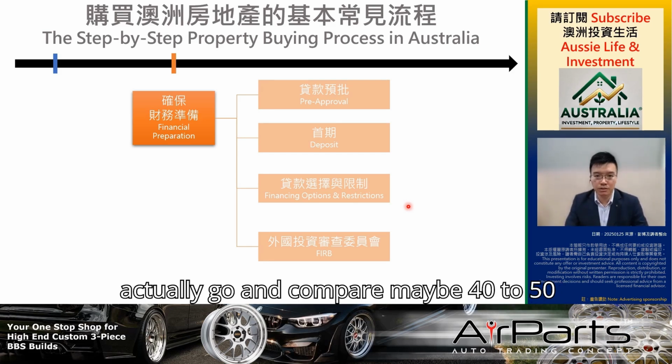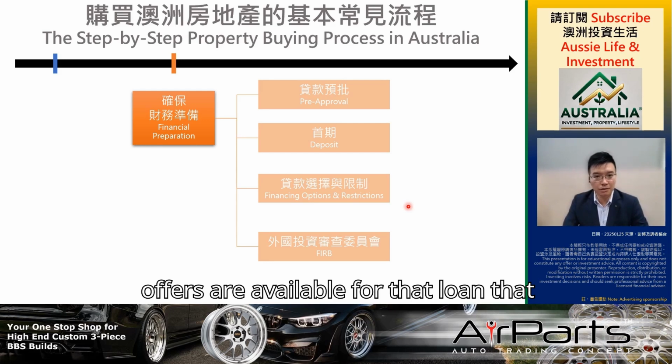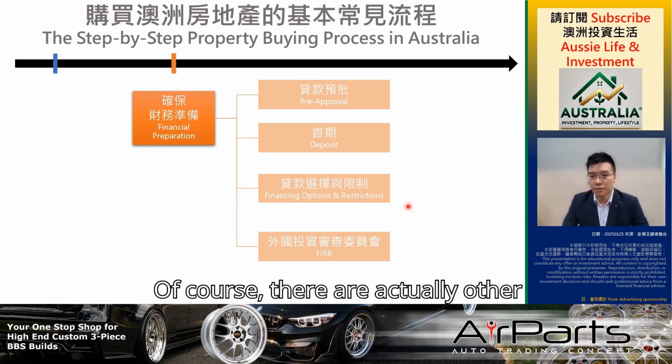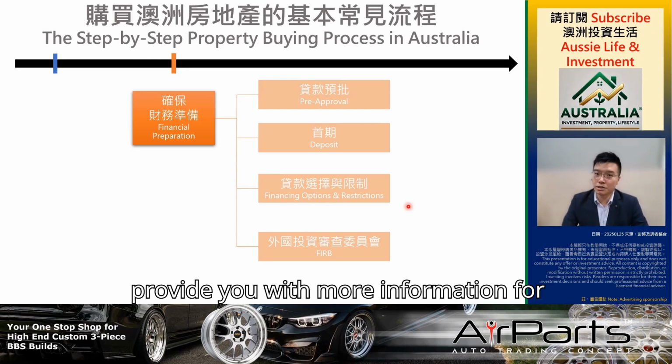You might actually go and compare maybe 40 to 50 different banks and what kind of offers are available for that loan. That might be helpful. Of course, there are actually other services in mortgage brokers which may provide you with more information for your reference.